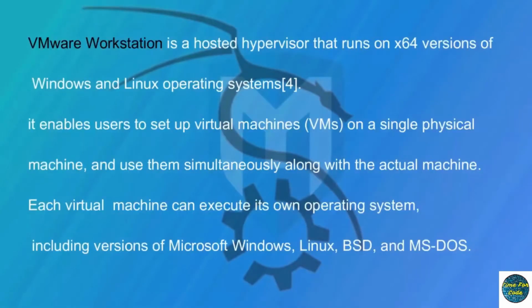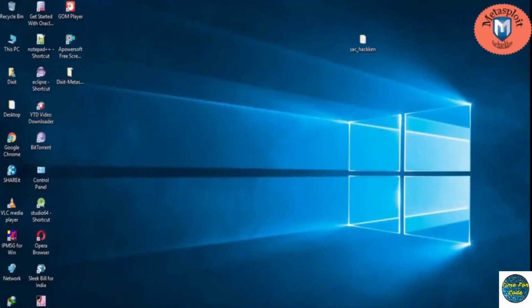VMware Workstation is a hosted hypervisor that runs on 64-bit versions of Windows and Linux operating systems. It enables the user to set up virtual machines on a single physical machine and use them simultaneously along with the actual machine. Each virtual machine can execute its own operating system, including versions like Microsoft Windows, Linux, BSD, and MS-DOS. So that's a small introduction to VMware Workstation.